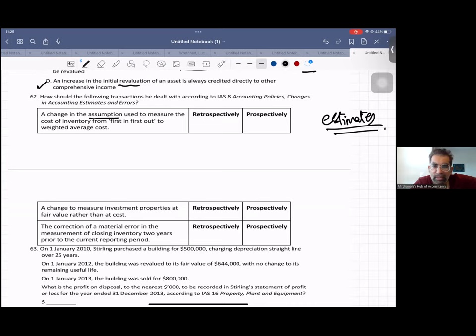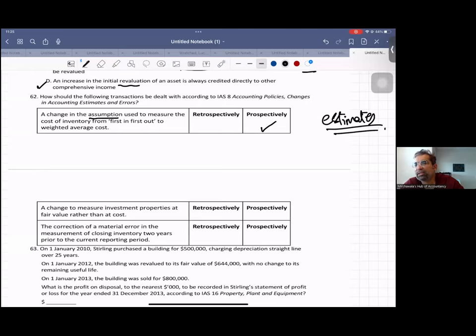Assumptions are used for estimates. Used to measure the cost of inventory from first in, first out to weighted average. Although this is an example of change in accounting estimate, they have used the word assumption. They have just changed the assumptions. So assumptions are used to calculate estimates. So this is basically a change in accounting estimate, and changes in accounting estimates are always adjusted prospectively.